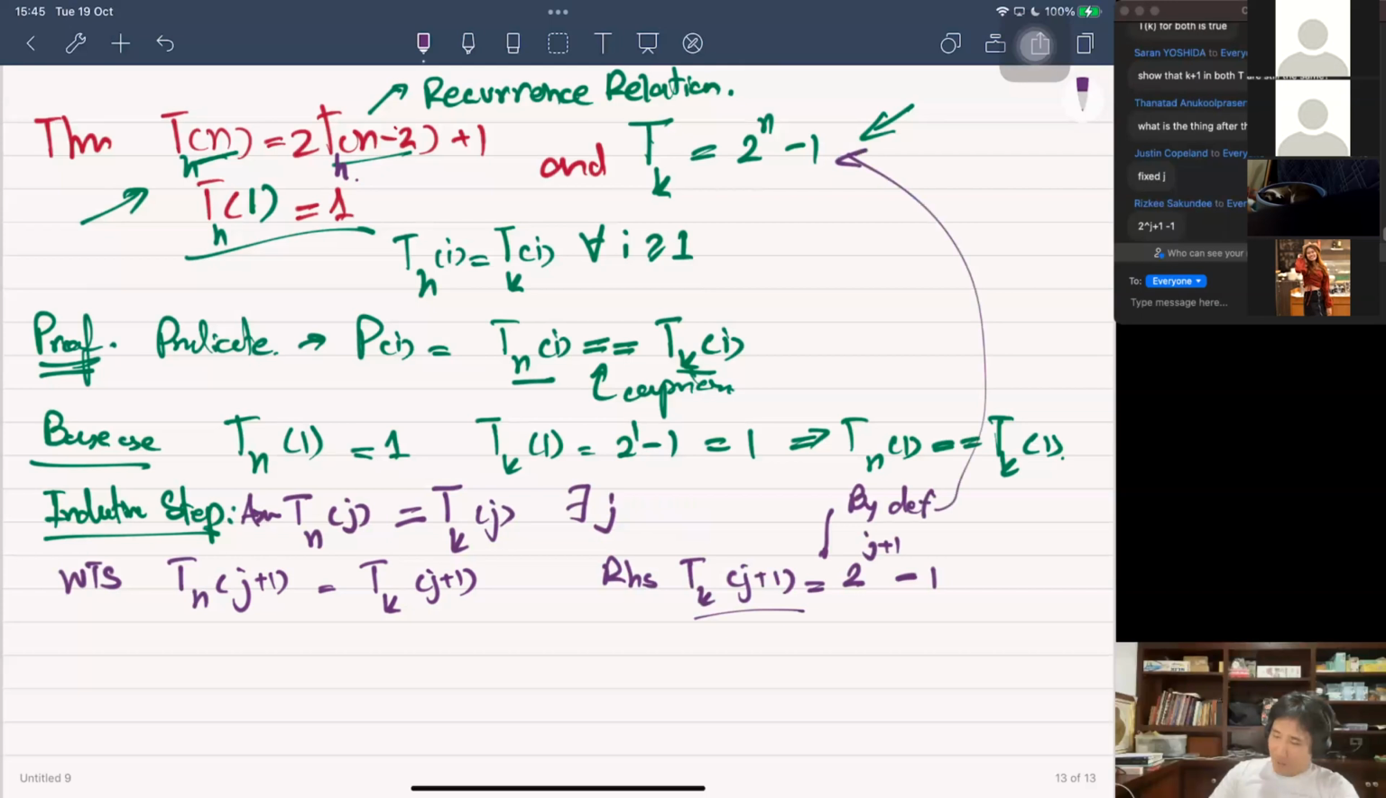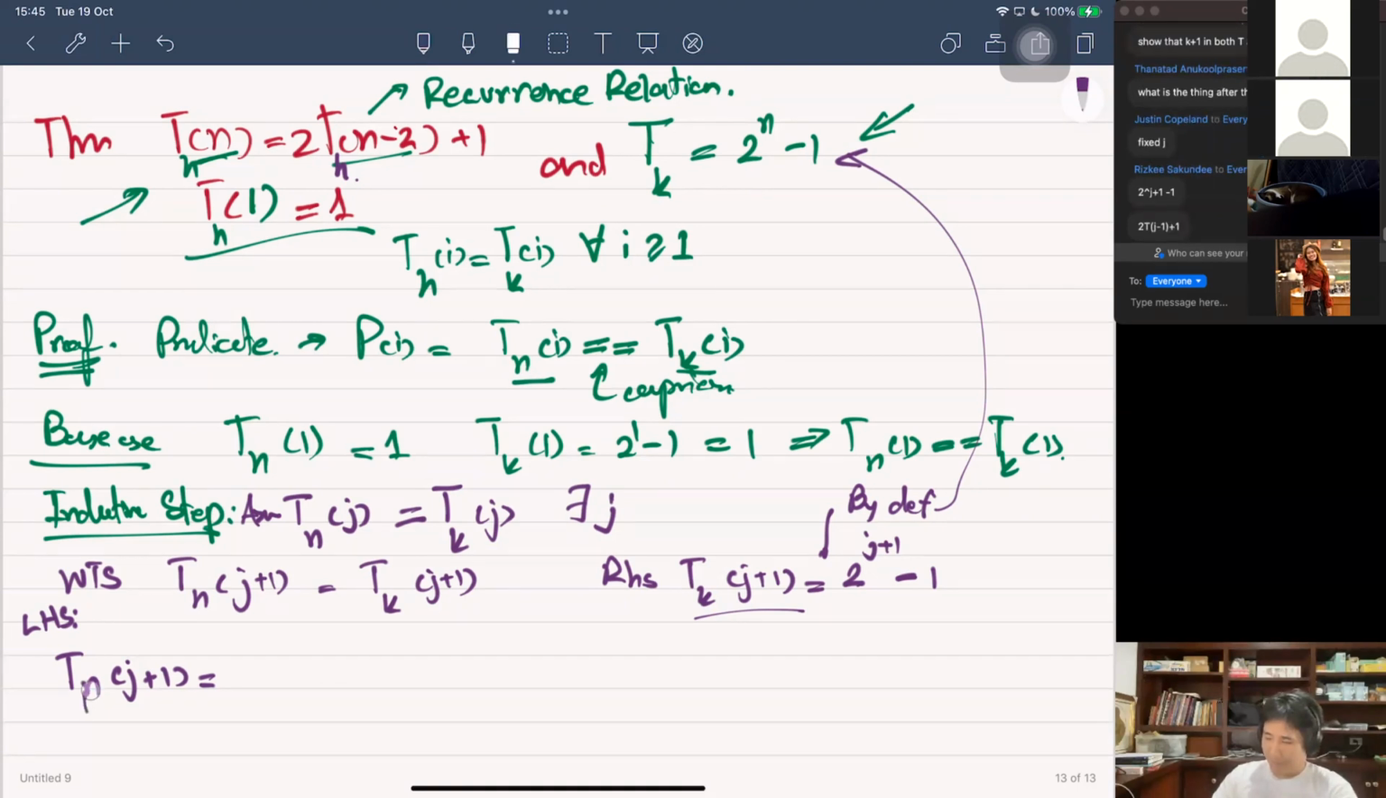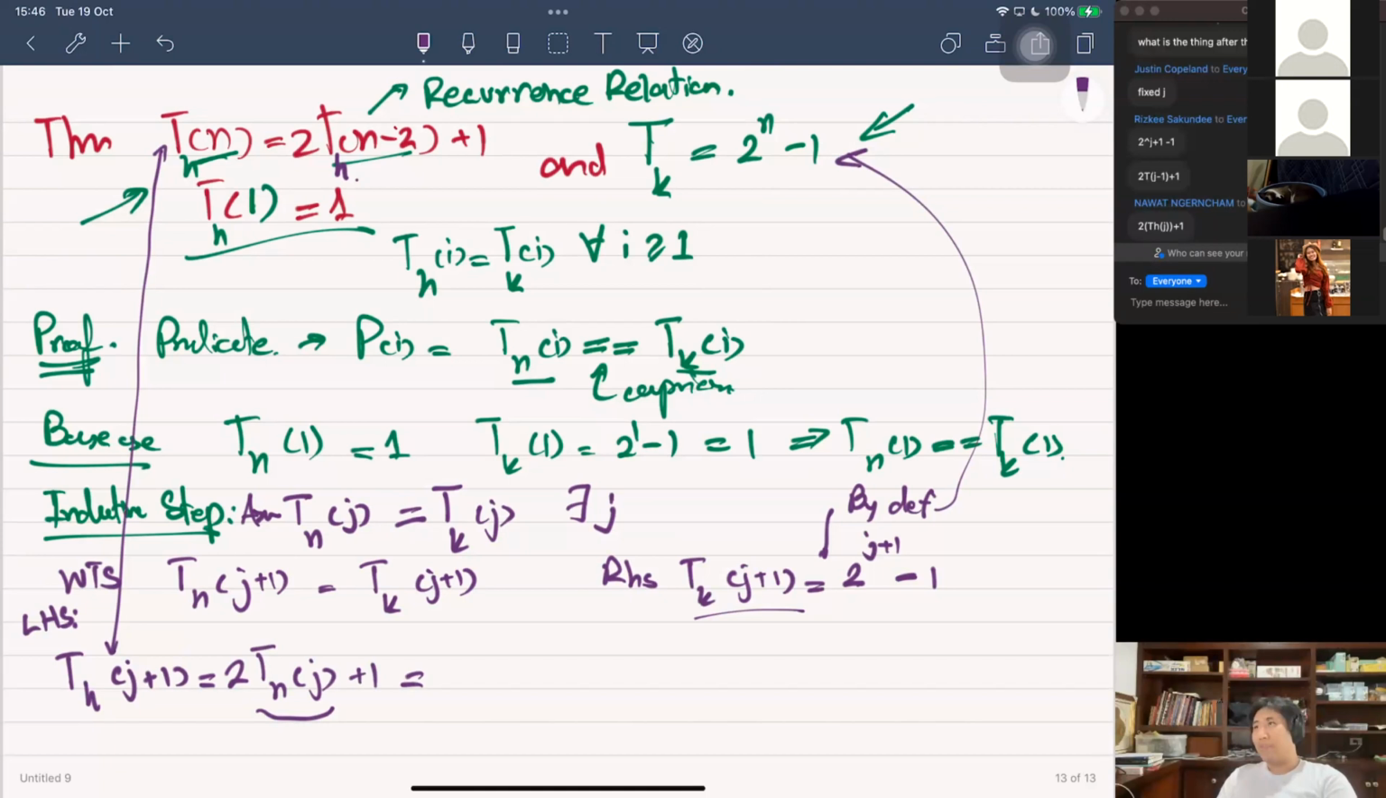So what about this? T of H of J plus 1. What do I know? This is the left hand side. What do I know? Very good. It's by this definition, right? The Hanoi T needs to follow that guy. So it's going to be 2 times T of H of J, and then plus 1. What else do I know about T of H of J? What do I know?